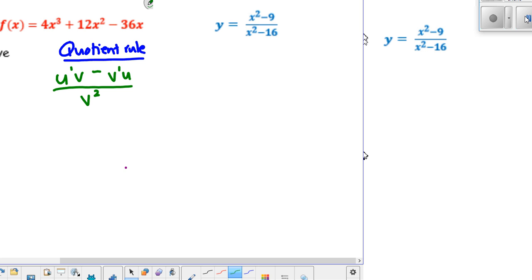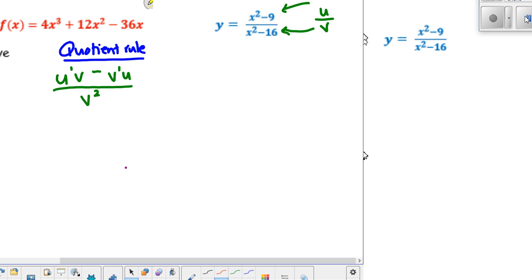Can you remember what would be u? The top, yeah. And the v would be the bottom. Good. So you make your own way of explaining that to yourself. I'm struggling to write a bit with the board.